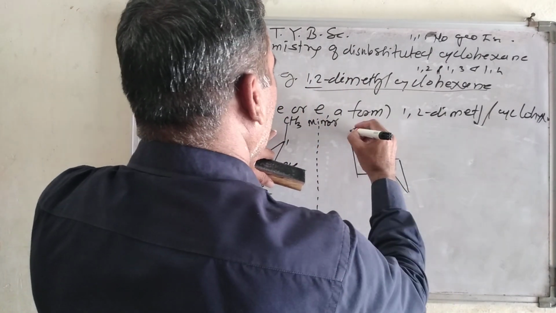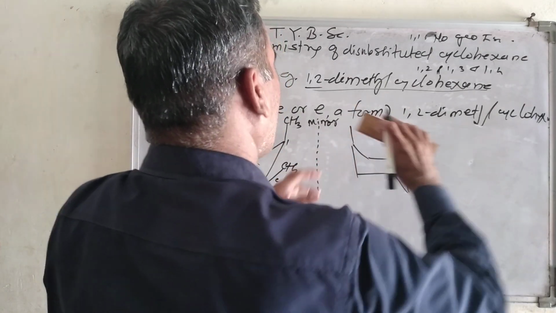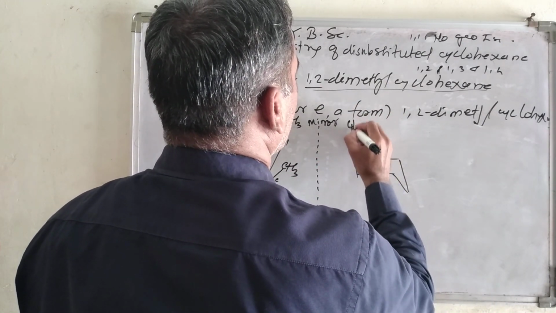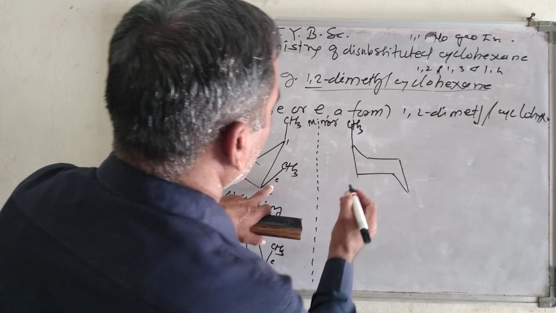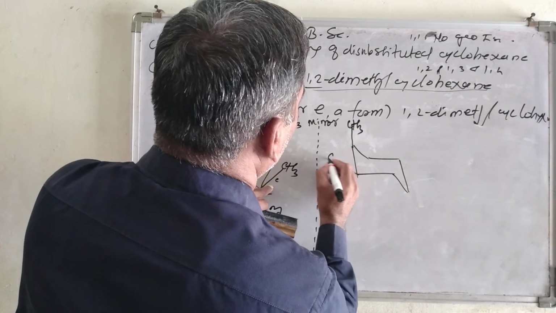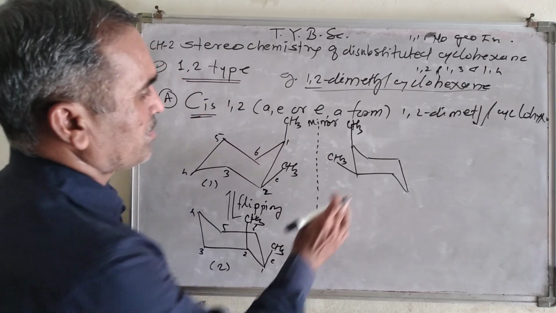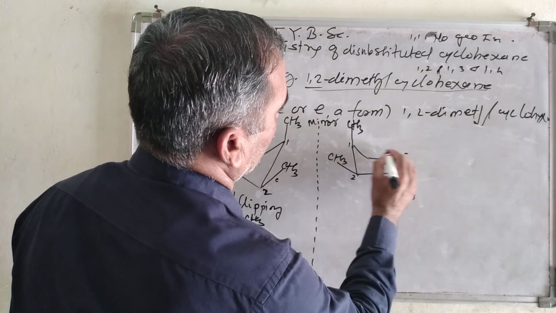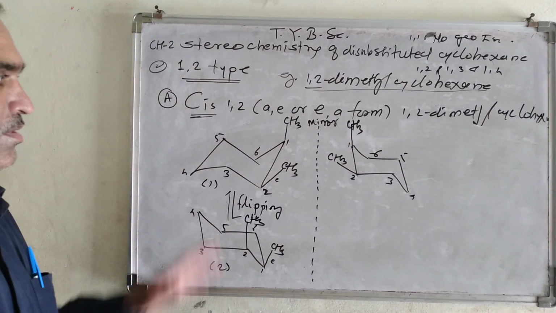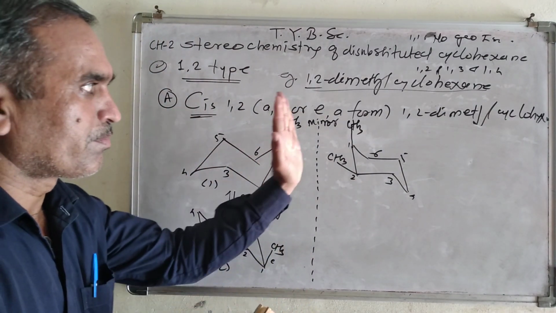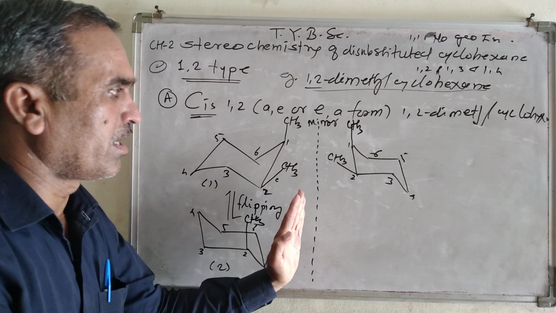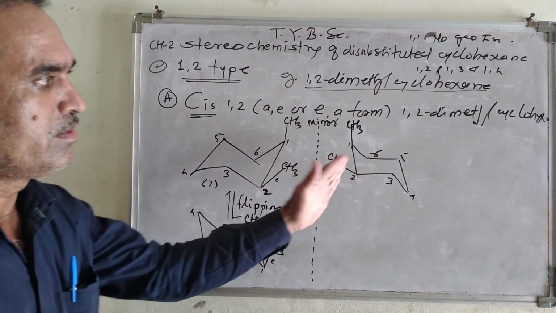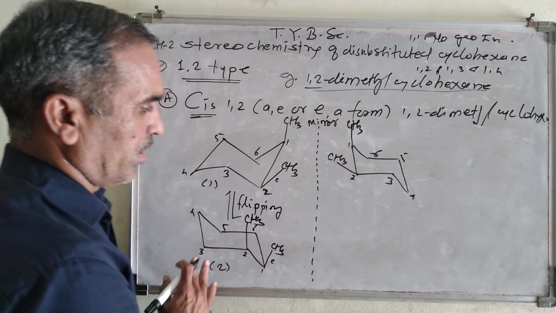This methyl group remains, and this methyl group looks like this. Here CH3, right? And this equatorial methyl group looks like this. This is carbon number 1, 2, 3, 4, 5 and 6, right? We only kept the mirror here and saw its mirror image, right?